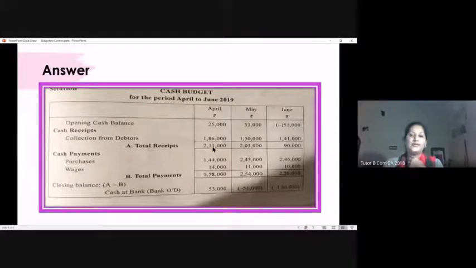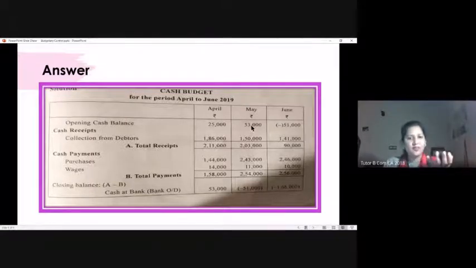So now we can see that the difference between cash receipts and cash payments for this month is 53,000. It's positive. Our receipts are more than our payments. Now we are transferring this to the next month, it's a continuous operation. The firm is continuing its operation. So the closing balance of April becomes the opening balance of May. So 53,000 becomes the opening balance of May.